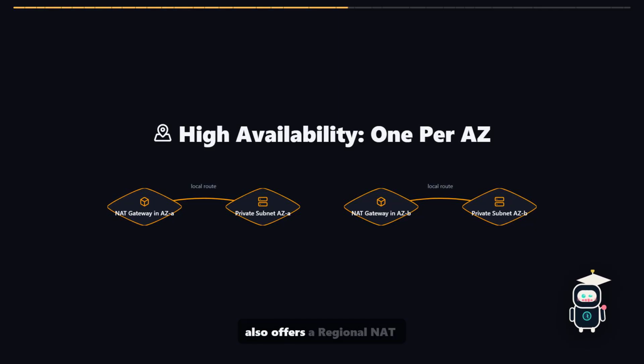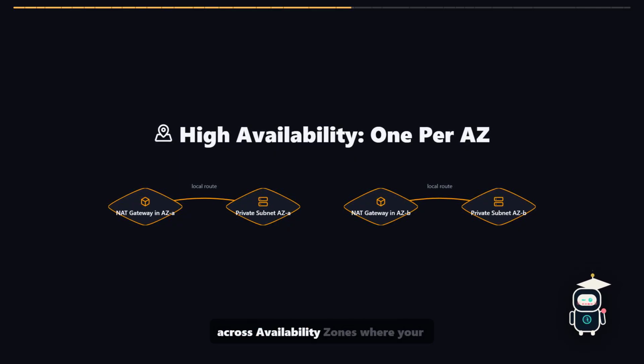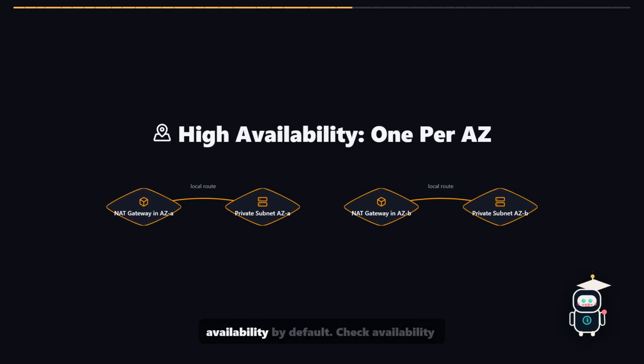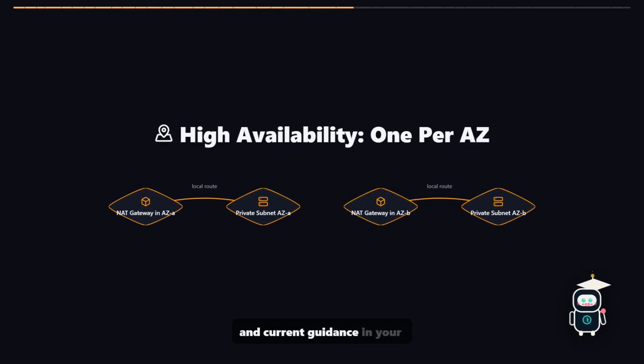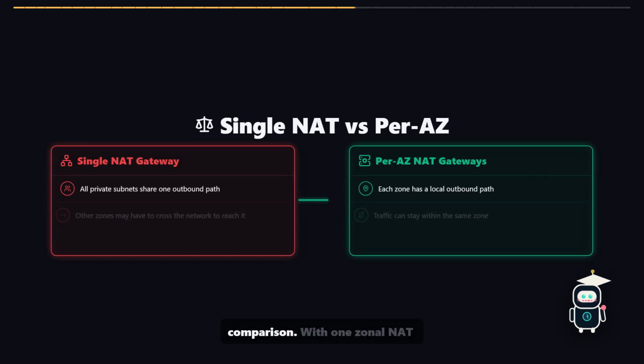AWS also offers a regional NAT gateway. Instead of creating one gateway per zone, you create one regional resource for the VPC. AWS automatically expands it across availability zones where your workloads run and provides high availability by default. Check availability and current guidance in your region before choosing the model. This is the modern high availability comparison.